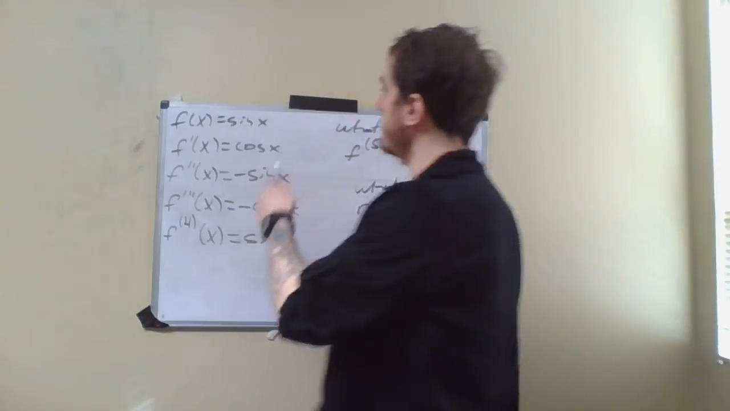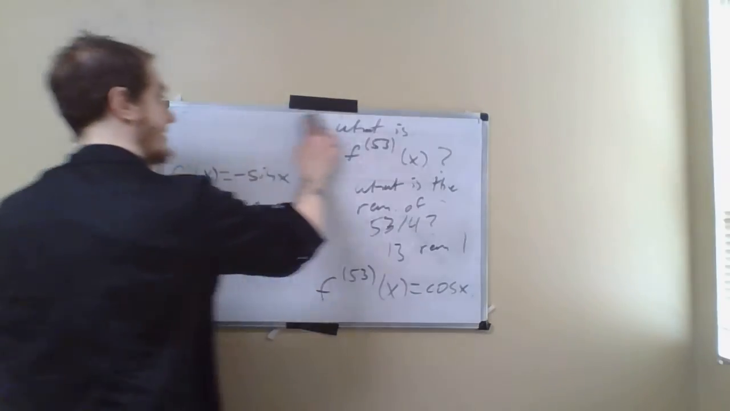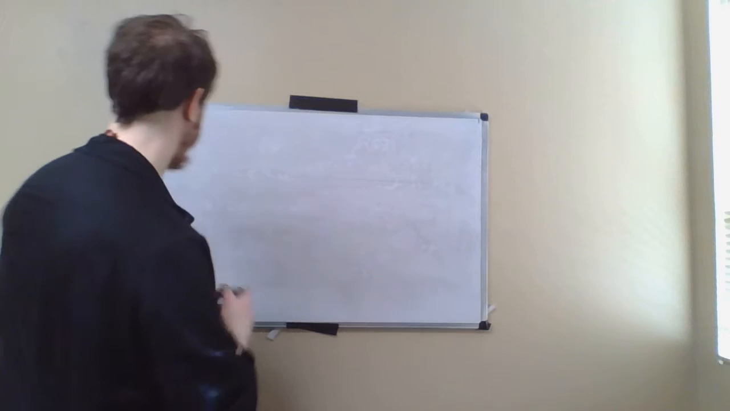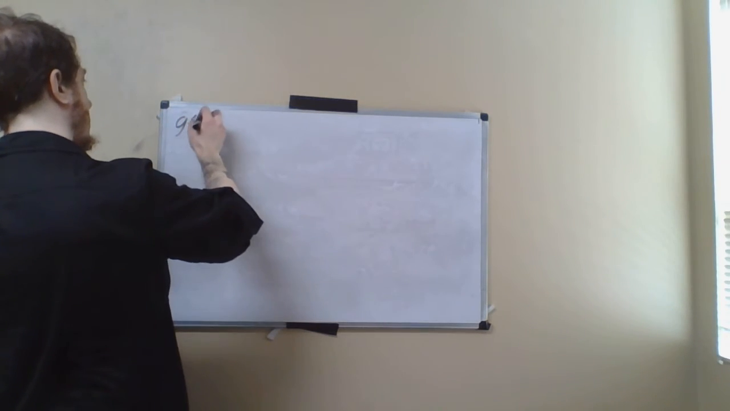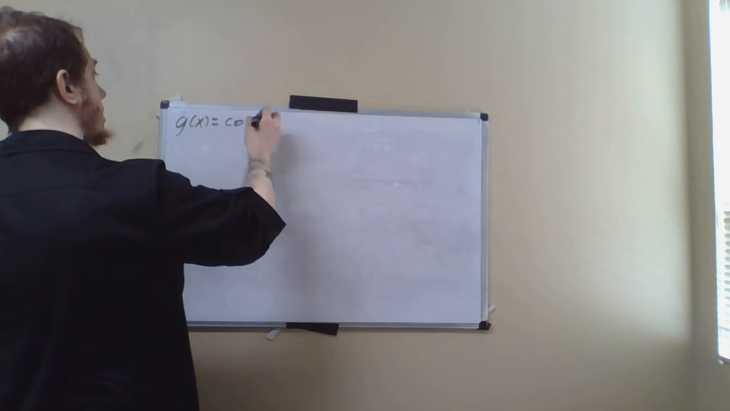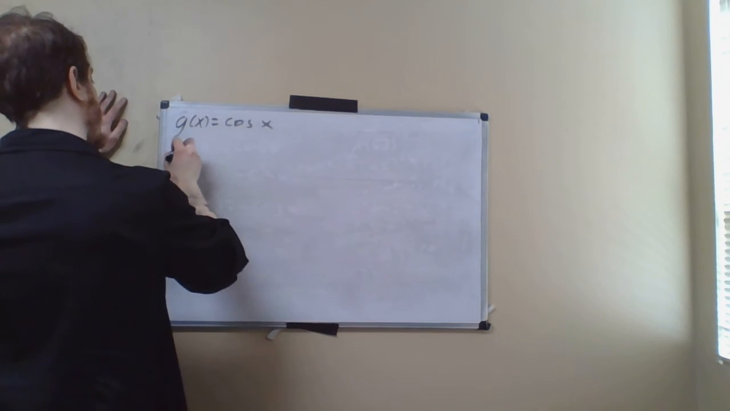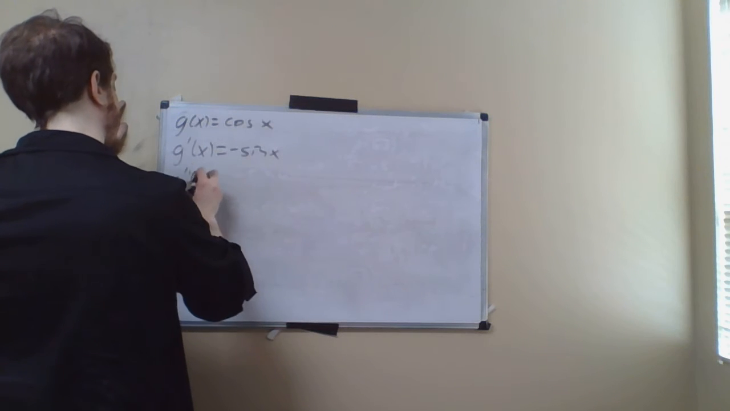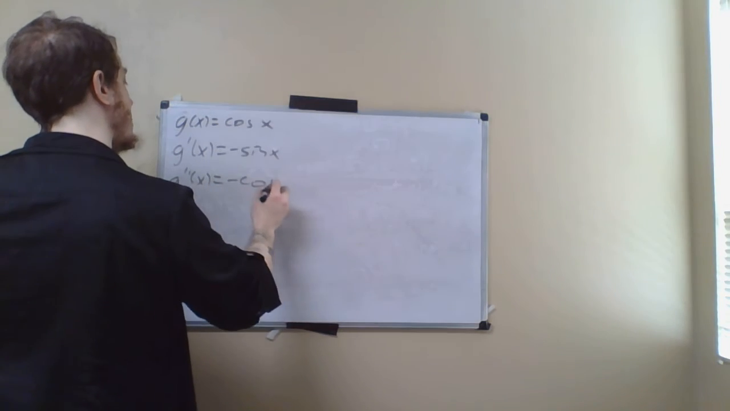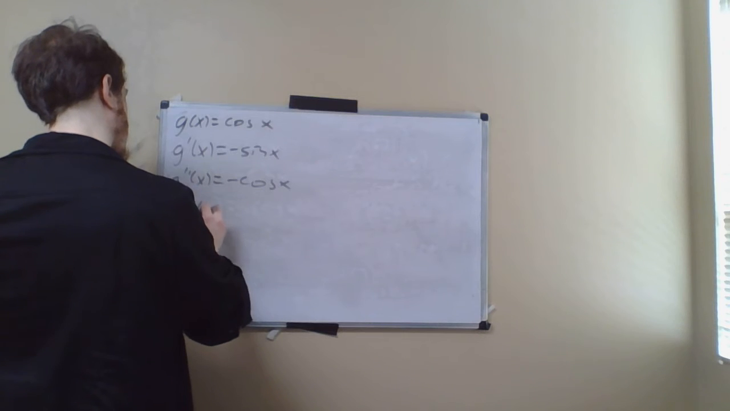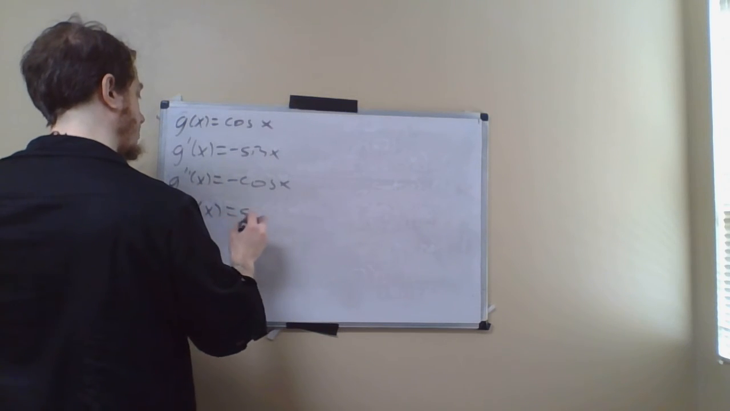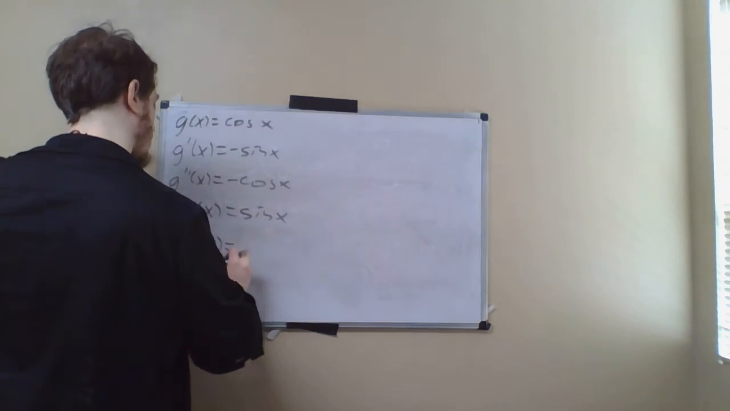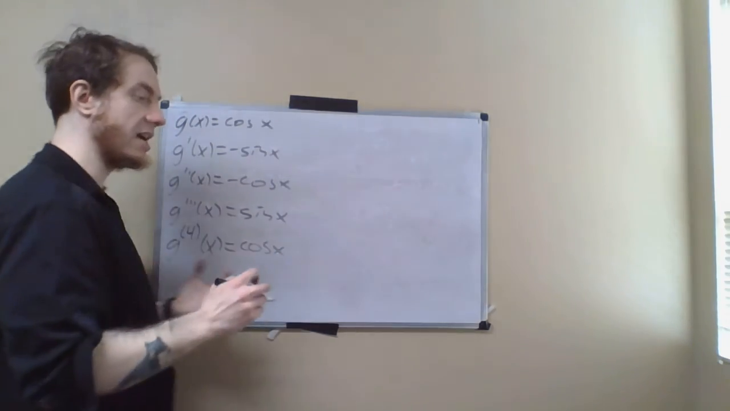The same sort of thing applies if we started with a cosine. So if I said, okay, g of x is equal to cosine x, then the first derivative is going to be negative sine x. Second derivative is going to be negative cosine x. Third derivative is going to be equal to positive sine x. And the fourth derivative is going to come back to being positive cosine x.